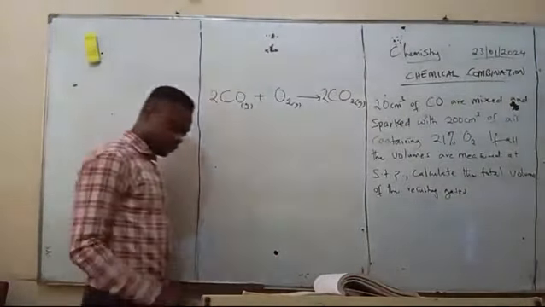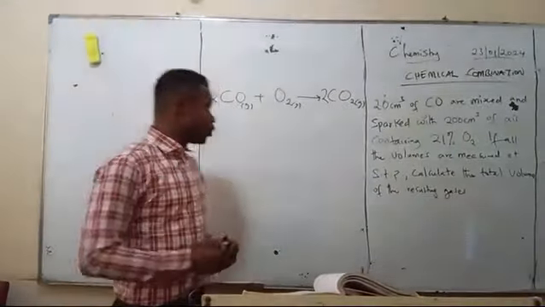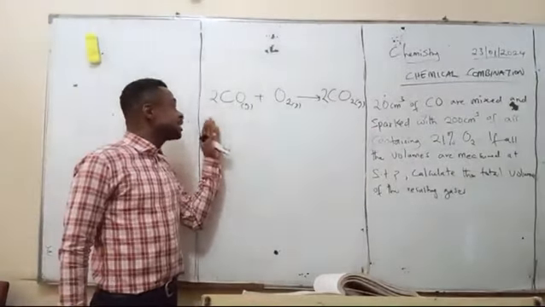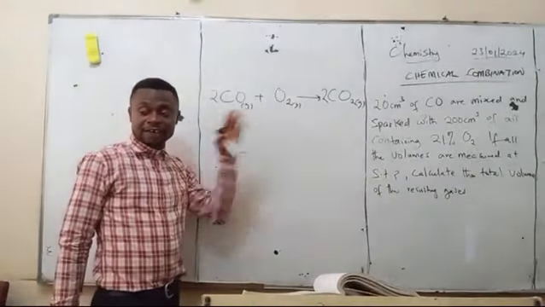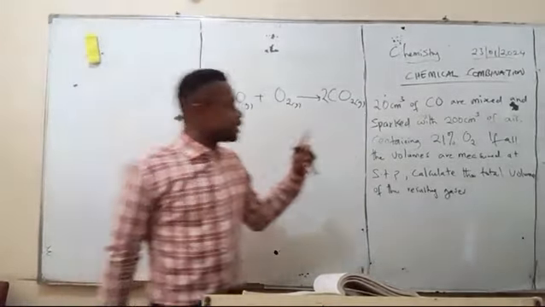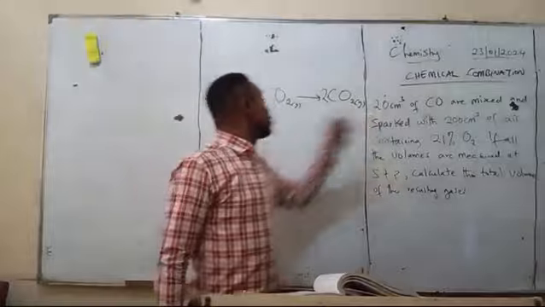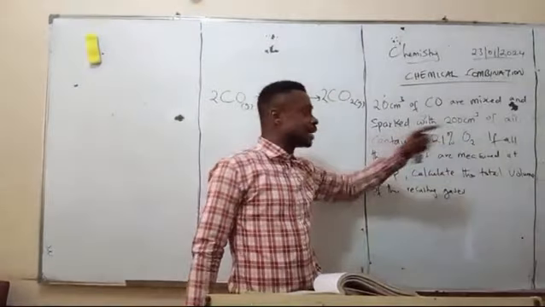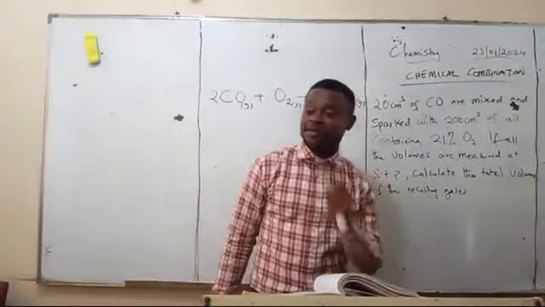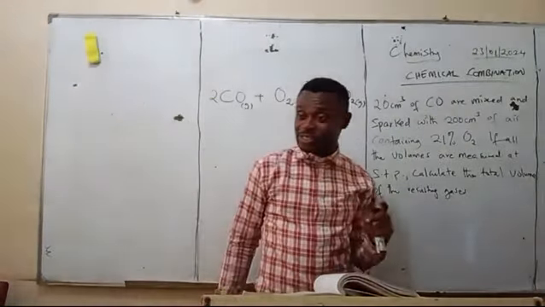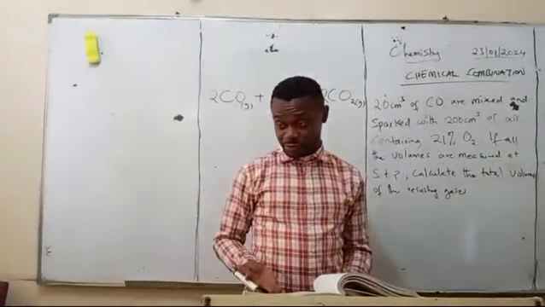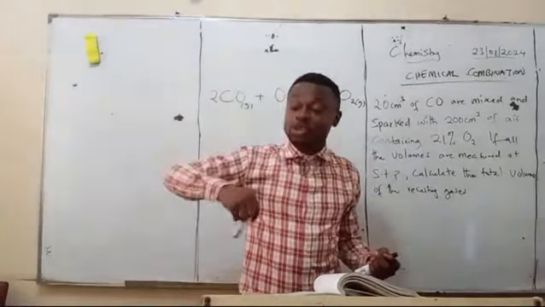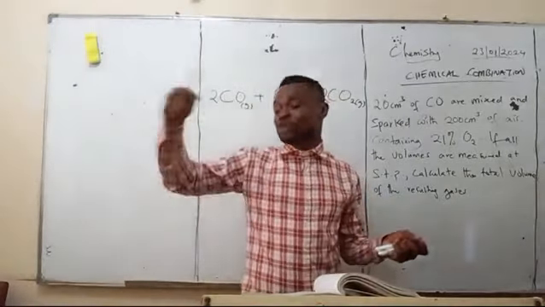Now, we were told, look up. We'll break this down before sparking and after sparking. We are told that 20 cm cube of carbon 2 oxide was mixed and sparked with 200 cm cube of air. This is where the issue lies now. The volume of this air is 200 cm cube, but the oxygen percentage there is only 21%. So how do we find the volume of the oxygen that will react?